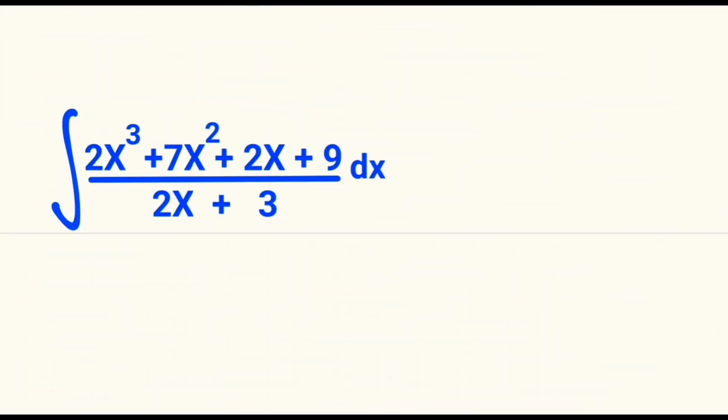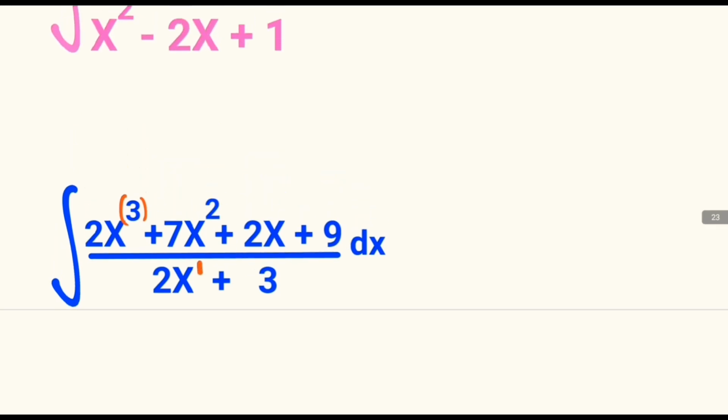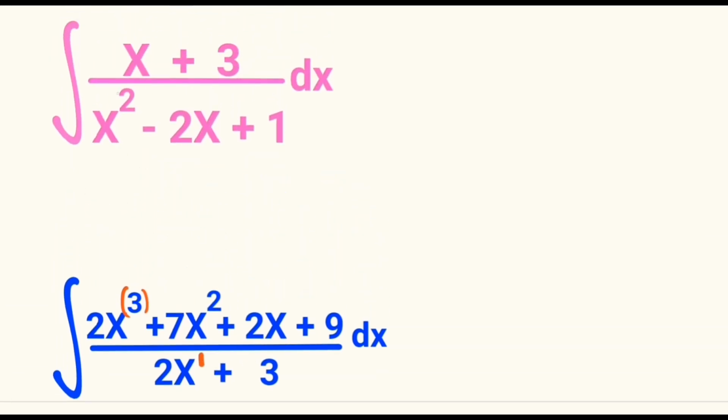For our last question, we can see that the power in the numerator, the x to the power 3, is greater than the power in the denominator. Remember, for our third question, the power in the denominator, the x squared, was greater than the power in the numerator, and we used partial fraction decomposition. So in this case, since the power in the numerator is greater than the power in the denominator, we have to use the long division method.